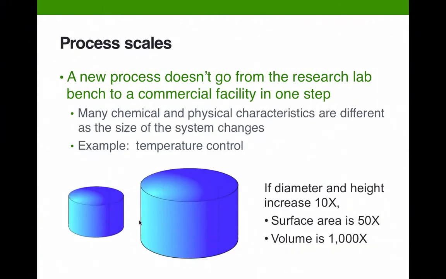Another maybe less obvious reason to do this scale up, as we call it, in smaller steps is because things behave differently as they get larger. And I just put one example here of temperature control. So let's say you have a chemical reactor, and you work first on this one scale, and then you decide to make another chemical reactor, your next size of process, that's 10 times bigger. The diameter is 10 times more, and the height is 10 times more.